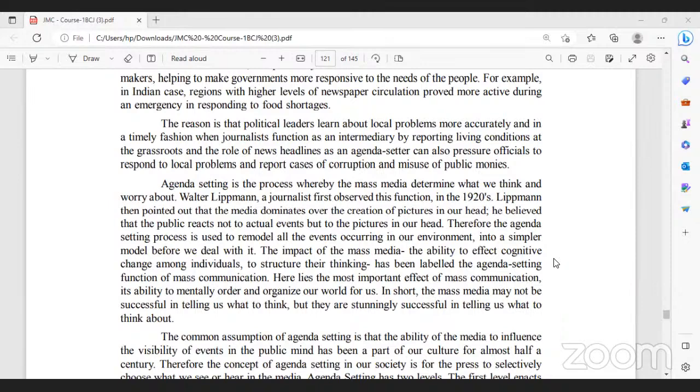Therefore, the agenda setting process is used to remodel all the events occurring in our environment into a simpler model before we deal with it. The impact of mass media, the ability to effect cognitive change among individuals, to structure their thinking, has been labeled as the agenda setting function of mass communication. Here lies the most important effect of mass communication, because it has an ability to mentally order and organize our world for us.